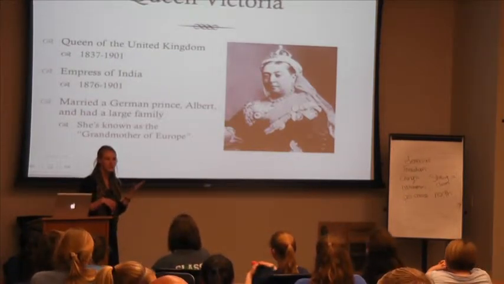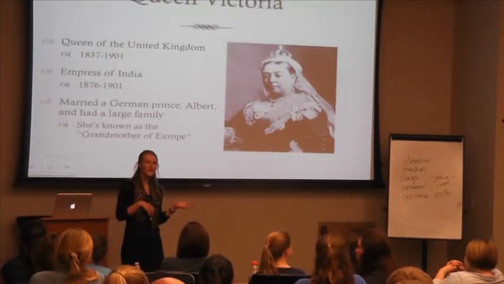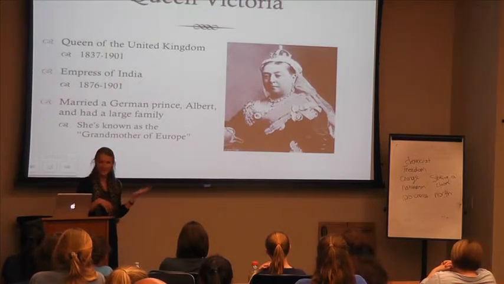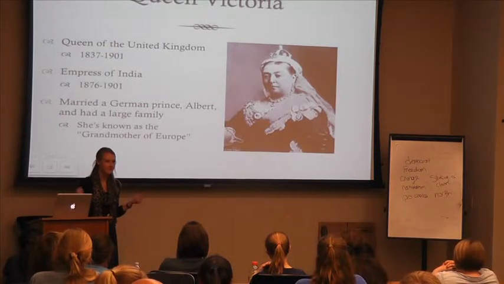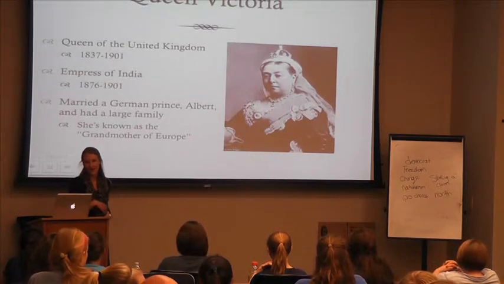She ascended the throne when she was 18. Her uncle, George IV, was before her. And then she was queen until her death in 1901. So she was queen for a very long time. She was also Empress of India. Why was she Empress of India? Because India was a British colony, that's right.